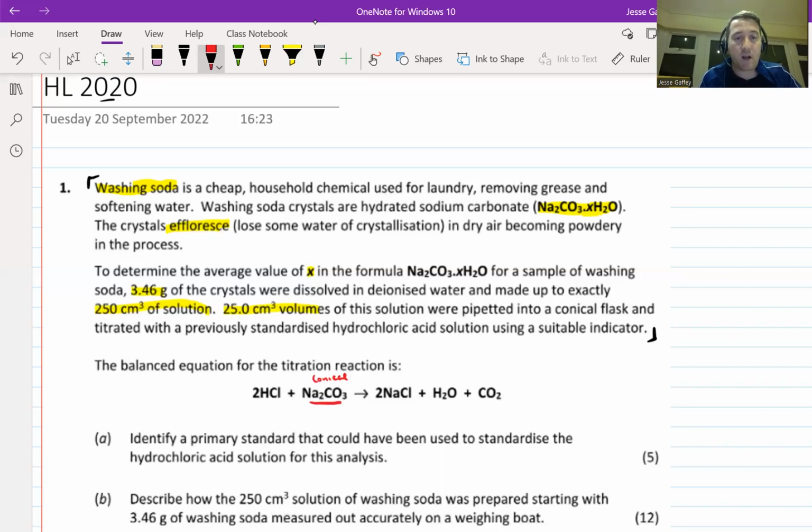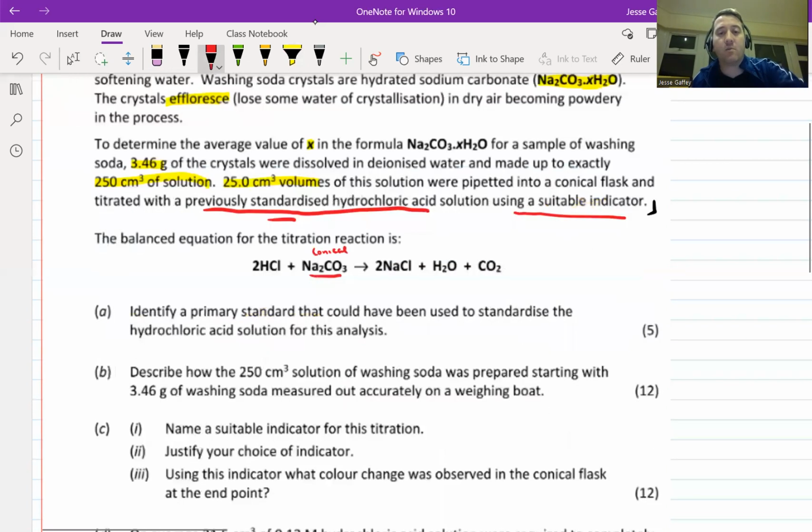So they were pipetted into the conical and titrated with a previously standardized hydrochloric acid solution. So this is standardized, which means we know the concentration of the hydrochloric acid, and we titrated using a suitable indicator. All right, let's jump down to the questions now.